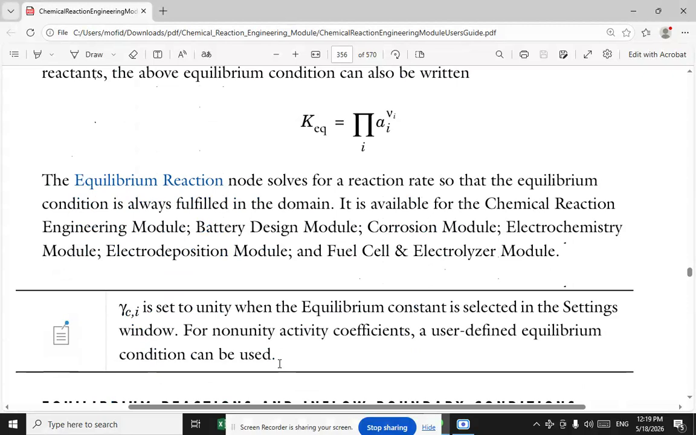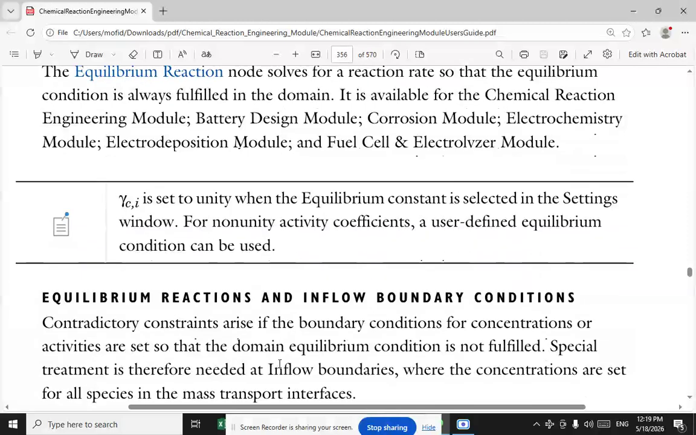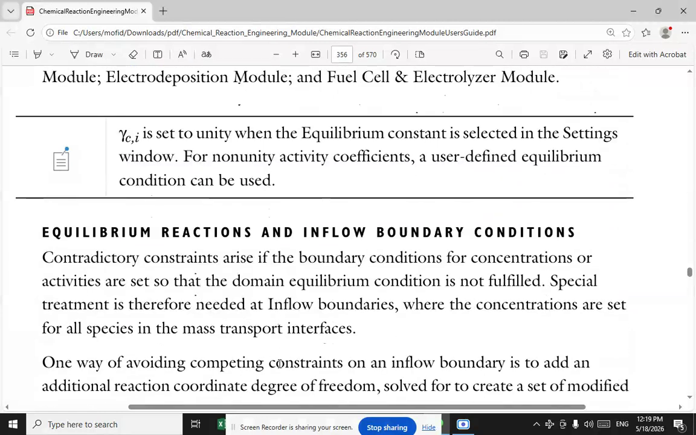It is available for the Chemical Reaction Engineering Module, Battery Design Module, Corrosion Module, Electrochemistry Module, Electrodeposition Module, and the Fuel Cell and Electrolyzer Module. γ_ci is set to unity when the equilibrium constant is selected in the settings window for non-unity activity coefficients. User-defined equilibrium conditions can be used.